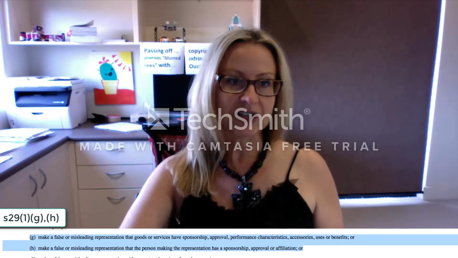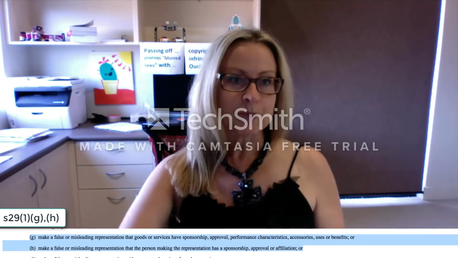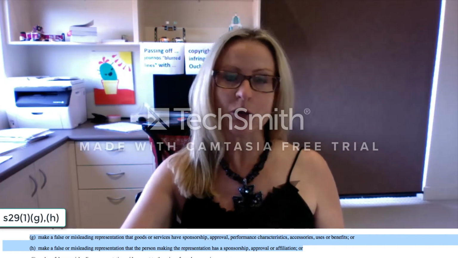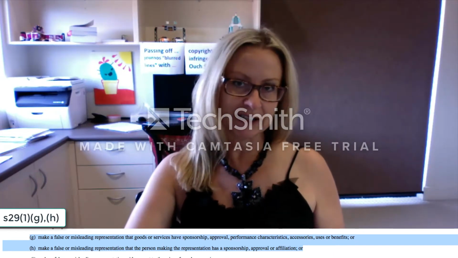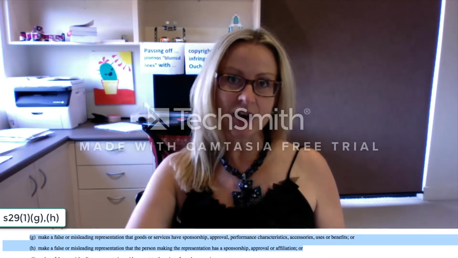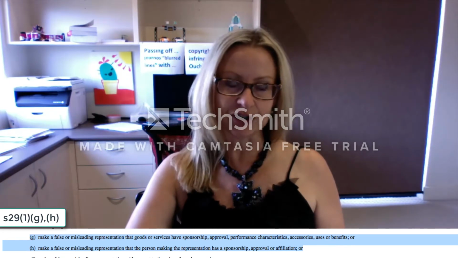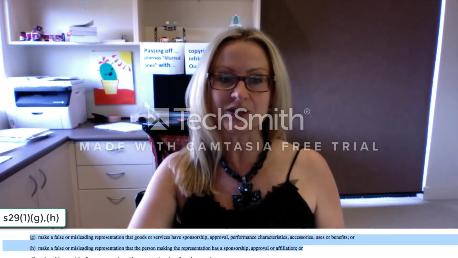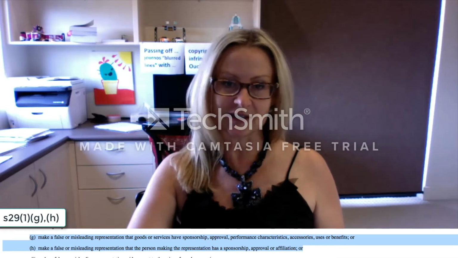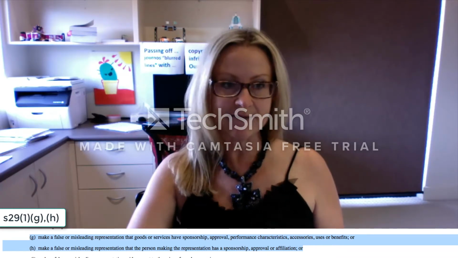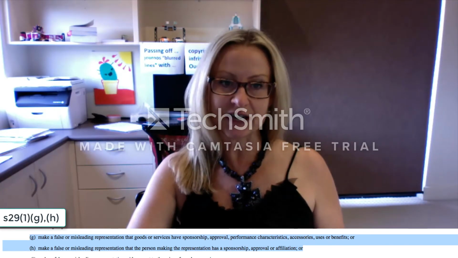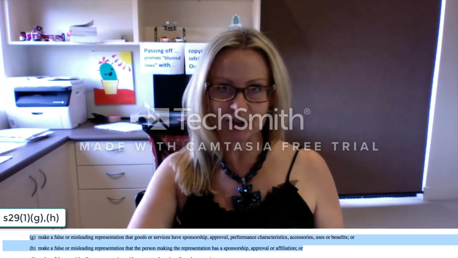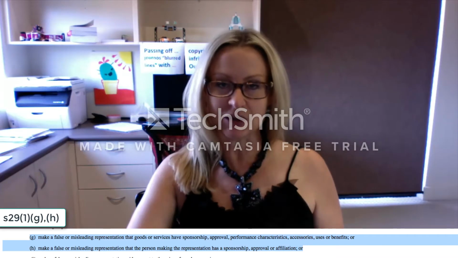False or misleading representations about goods or services will be prohibited where, and you'll see G and H, they are the ones that you need to be thinking about, particularly in relation to trademarks, signs used as badges of origin in trade. So you mustn't make a false or misleading representation that goods or services have the sponsorship, approval, performance characteristics, accessories, uses or benefits that they don't have, or a false or misleading representation that the person making that representation has some kind of sponsorship, affiliation, approval or whatever by the original proprietor.